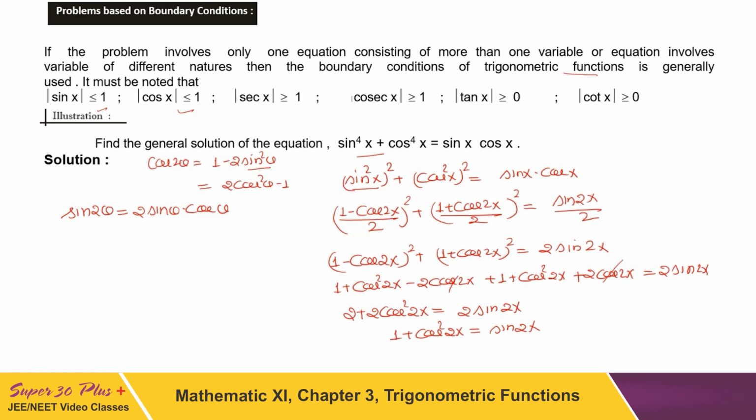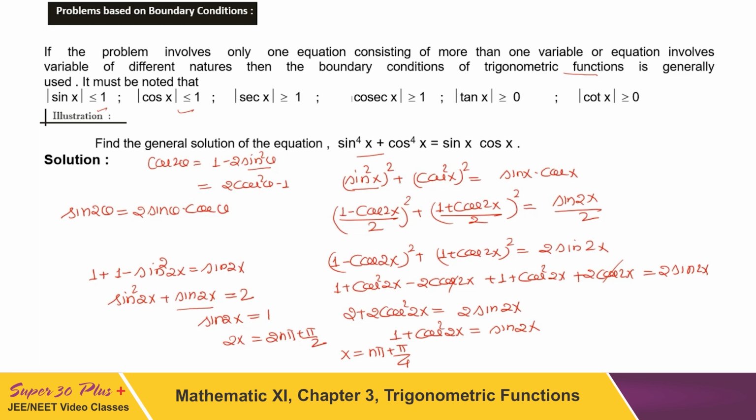Now again simplify it. We can write 1 plus 1 minus sin square 2x is equal to sin 2x. Now simplify it. Sin square 2x plus sin 2x is equal to 2. Now here we are going to use the boundary condition, which means this relation is possible only when sin 2x is equal to 1. We can find the solution. Sin 2x is equal to 1 means 2x is equal to 2n pi plus pi by 2, and simplifying, we can find x is equal to n pi plus pi by 4.